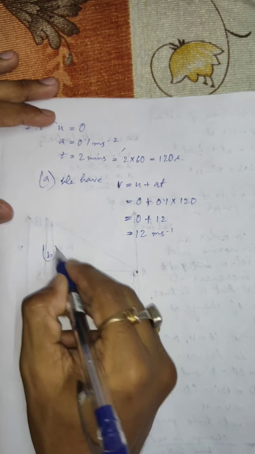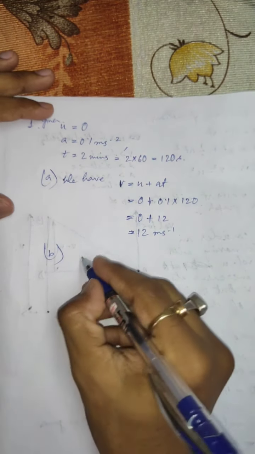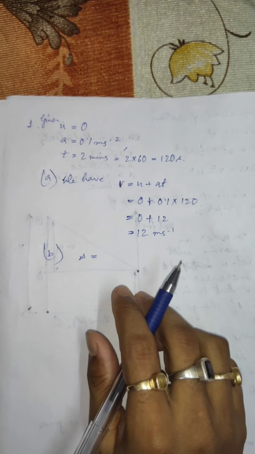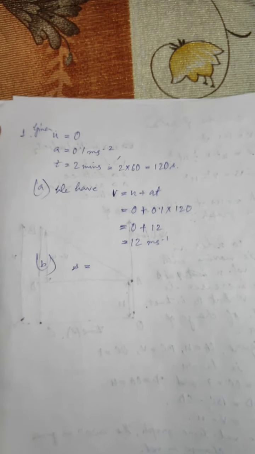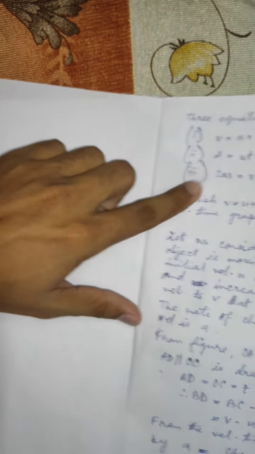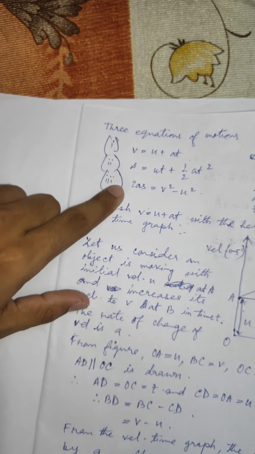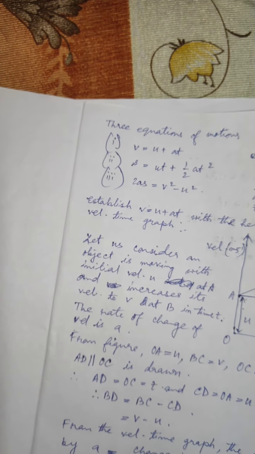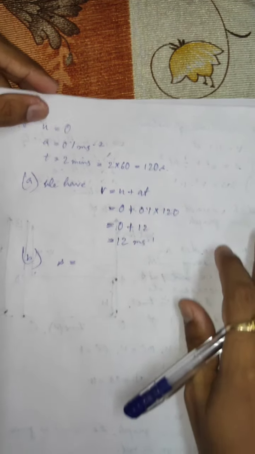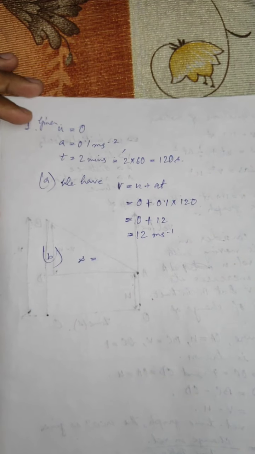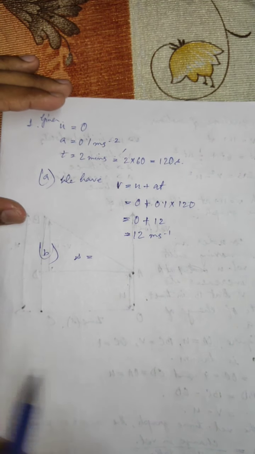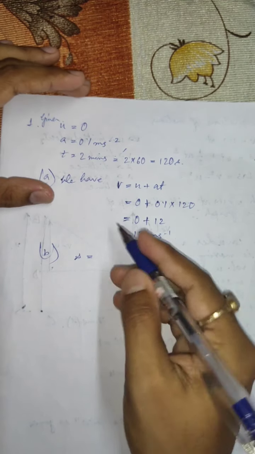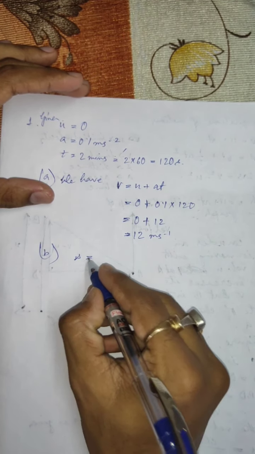And B, distance traveled, that is, we have to find s. There are two equations involving s: s is equal to ut plus half at square, as I showed here, and 2as is equal to v square minus u square. You can use any formula as per your convenience or as per the data given in your question. In this case I can use either of the two equations. So let's use number 2.